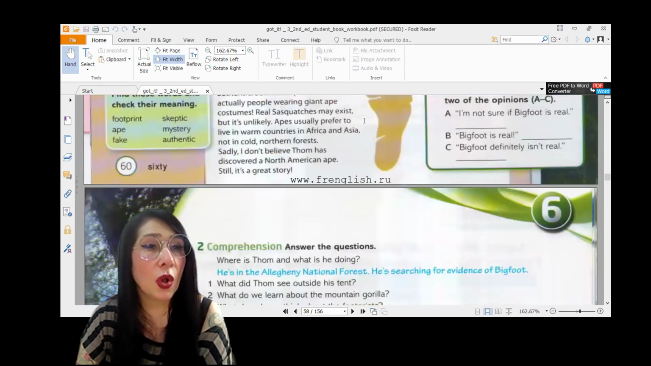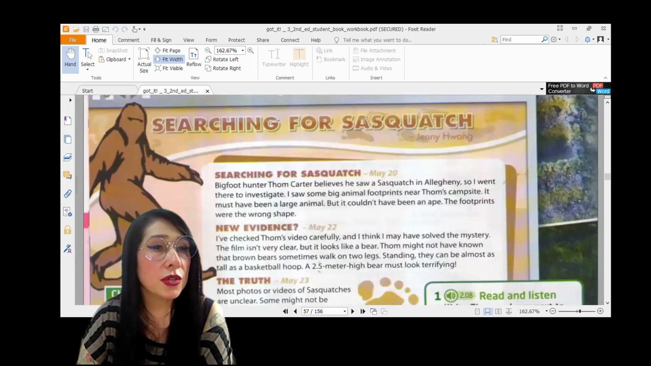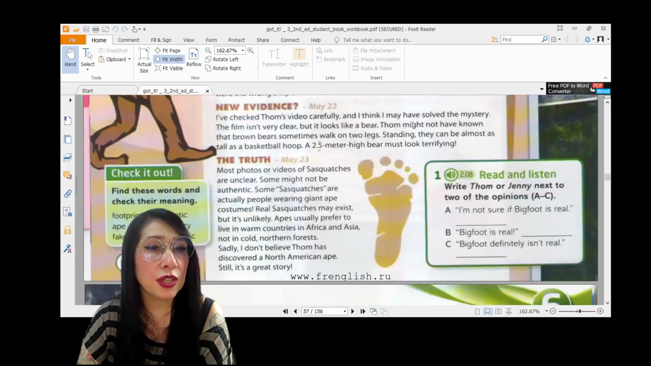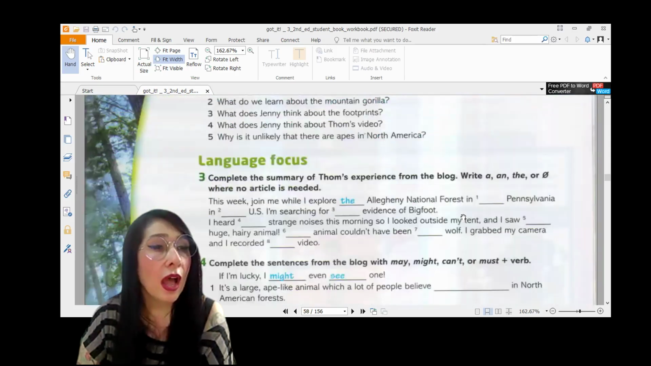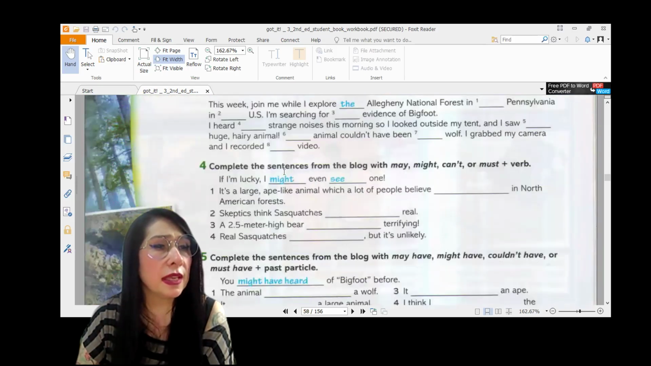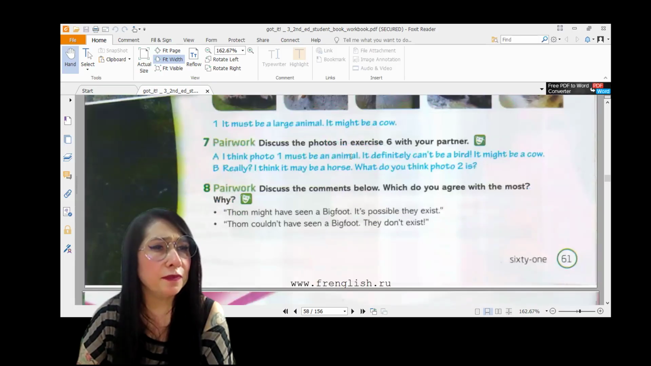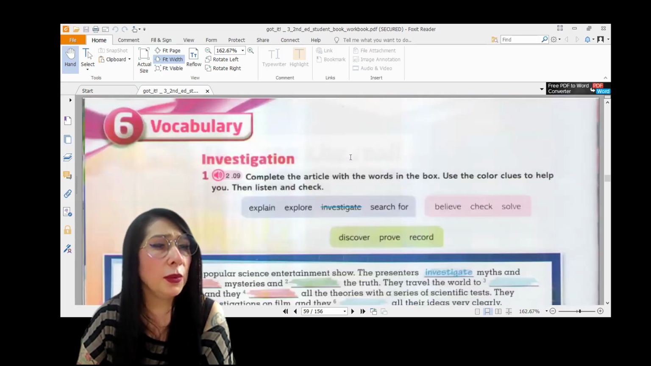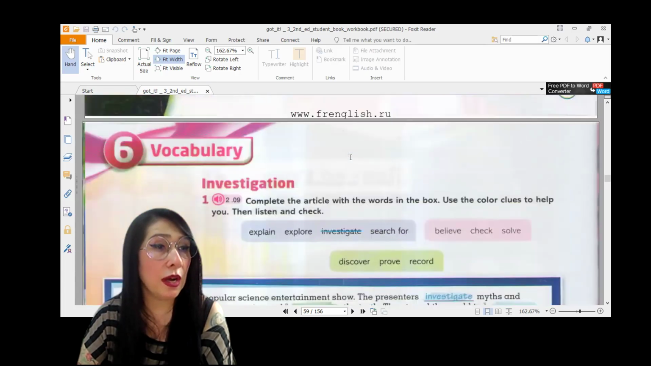And that is also Ginny's text, Ginny's opinion. All right, we're going to skip all those pages and go straight to the investigation page.